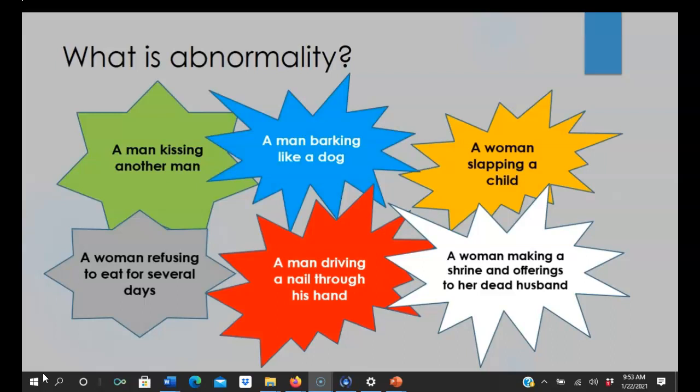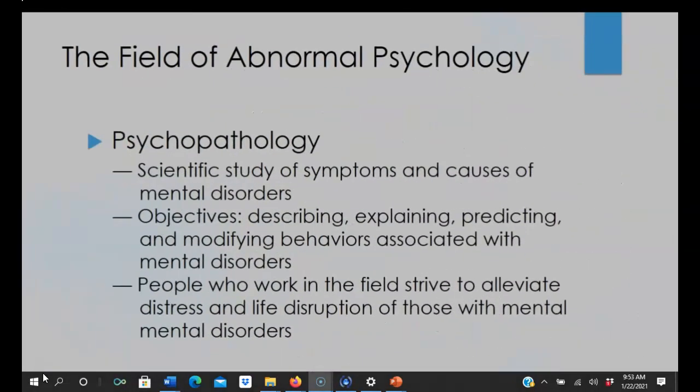Would you say these individuals are in need of treatment? Or are they deviant? Would you diagnose them as mentally ill? As you can see, we need some criteria to help us decide whether abnormality exists. Abnormal psychology focuses on psychopathology, which is the scientific study of symptoms and causes of mental disorders. Its objectives are describing, explaining, predicting, and modifying behaviors associated with mental disorders.